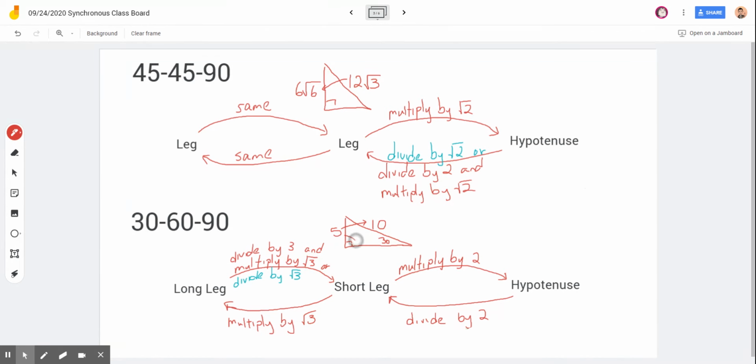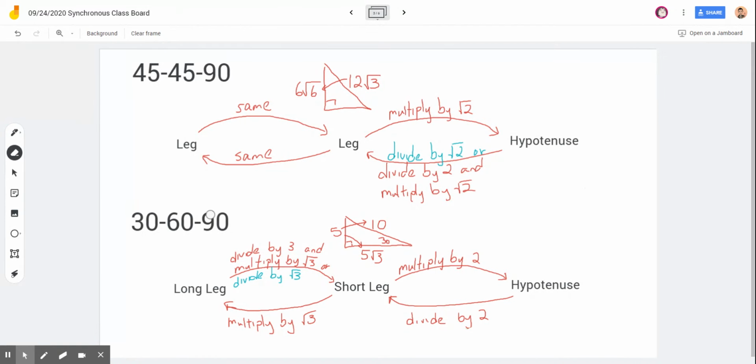And to go from the short leg to that long leg, it's right down here. Short leg to long leg is to multiply by square root of 3. So 5 times square root of 3 is just 5 root 3. So that works out nicely, right?